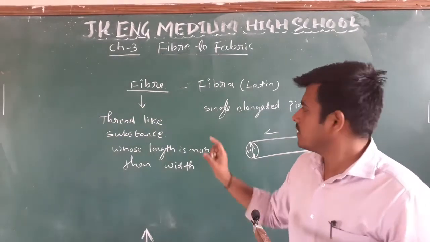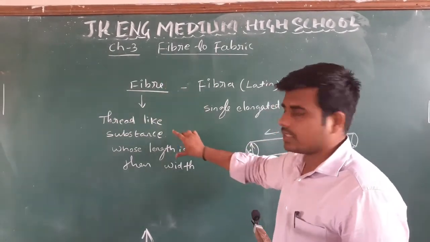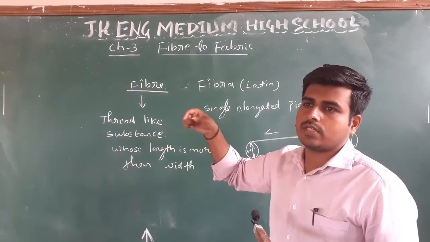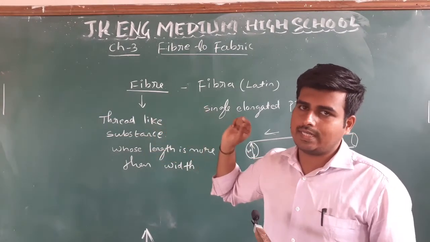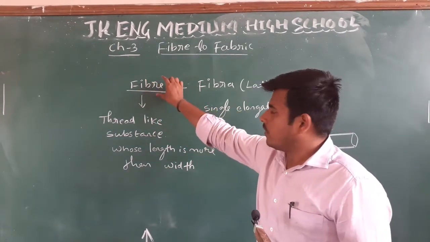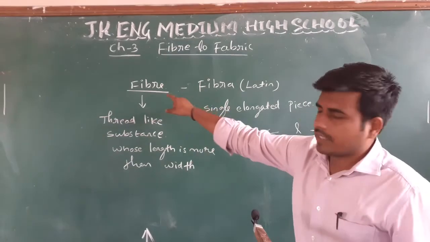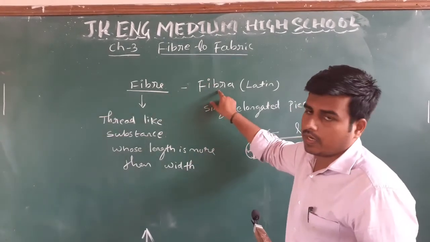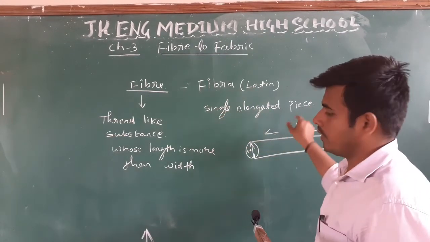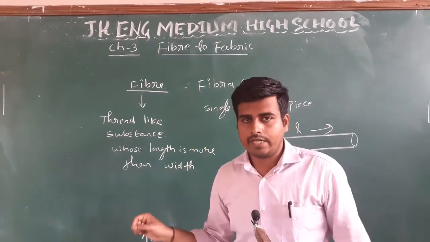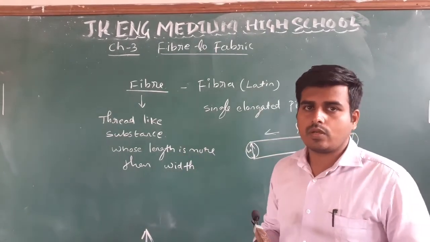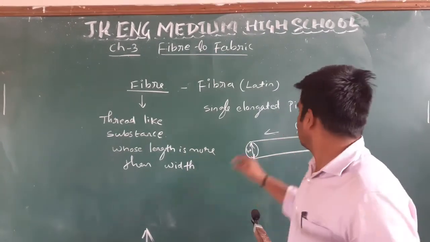Actually, etymologically, the meaning of the word fiber in English is like this. But in science it changes. Anything which looks like thread, we can't call it a fiber. It is different, but I am going for the exact meaning of fiber in English, and it is taken from the Latin word fibra. In Latin, fibra means a single elongated piece. Single elongated means one which is stretched.